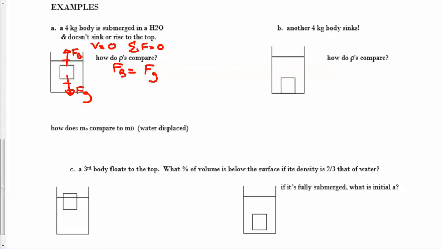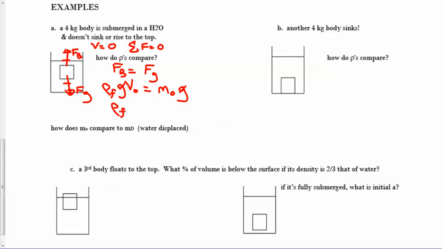And the buoyant force is the density of the fluid times g times the volume of the object. And the force of gravity is the mass of the object times the gravitational field strength. So right off the bat, I see g's cancel out on both sides.